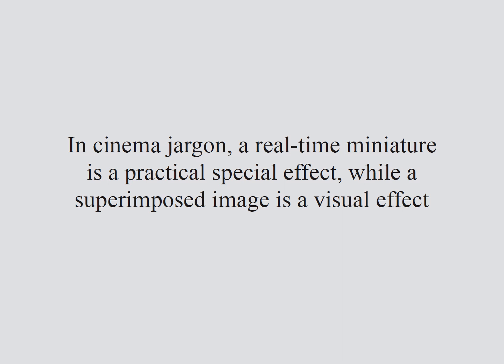A real-time miniature is practical. We're shooting reality when we shoot a miniature. If the camera is running at the normal speed and we're shooting the miniature as it happened, in a way, we've shot reality, just at a different scale. However, if we take two images and combine them and superimpose them, that's a visual effect. What we see on the screen is not exactly what happened on the set.